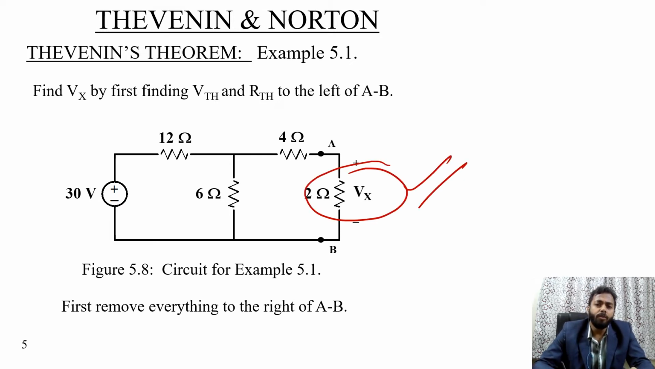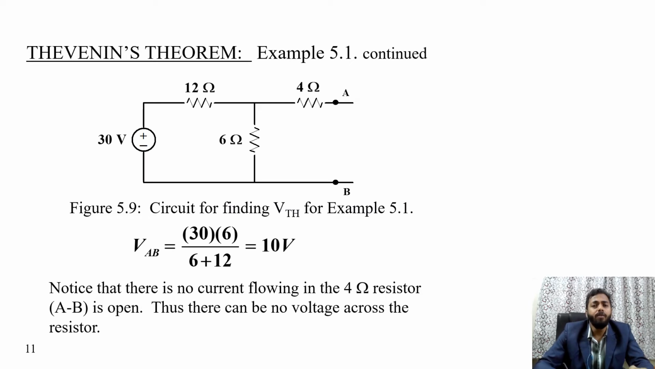This is your load. You have to find out the Thevenin's voltage across it, and this is the supply voltage here. Internal network 1 has the resistances 12 ohm, 6 ohm, and 4 ohm. You have to find out the voltage across the terminals A and B. So for that you have to open the terminals A and B, and remove the 2 ohm resistance from the terminals A and B. So here we removed this resistance.